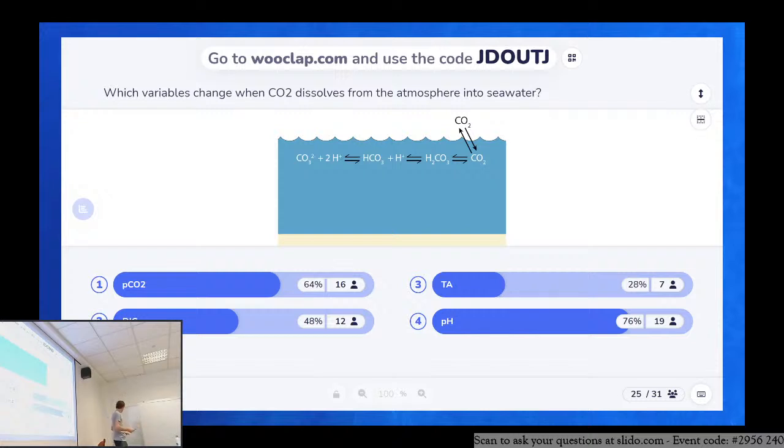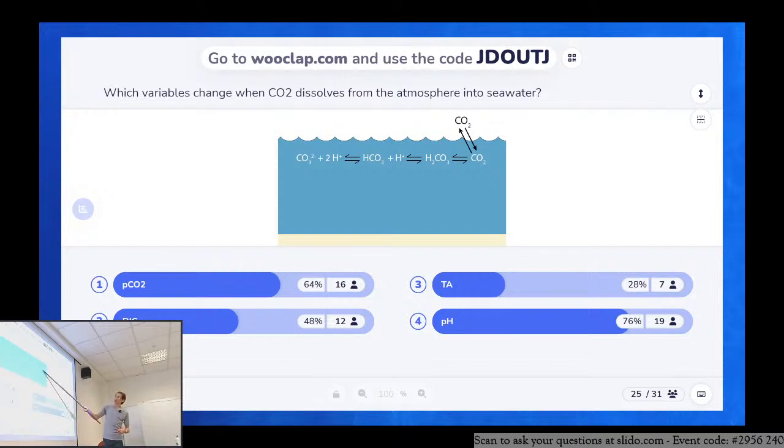Now let's have a look at this again. This isn't about giving the wrong answer. CO2 goes into seawater, and if we've got more here, this is the PCO2, so certainly we expect the PCO2 to change. The dissolved CO2 is, of course, also part of the DIC pool, so DIC will also be changing.